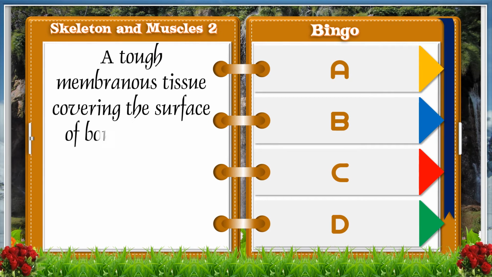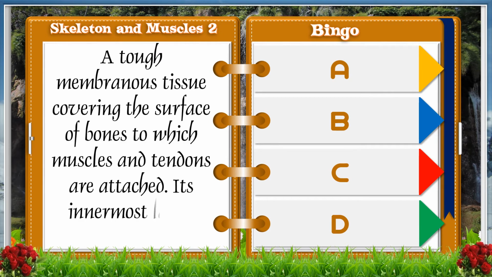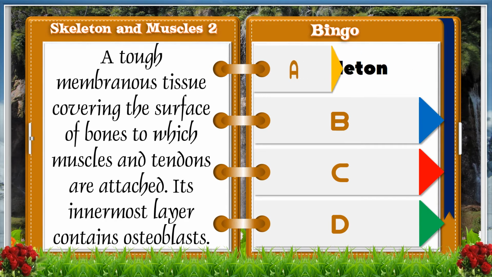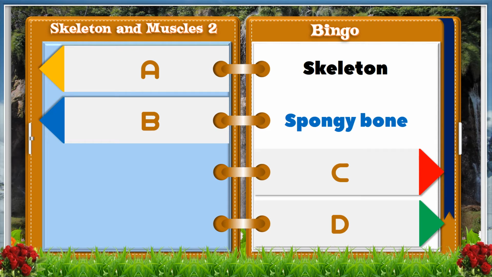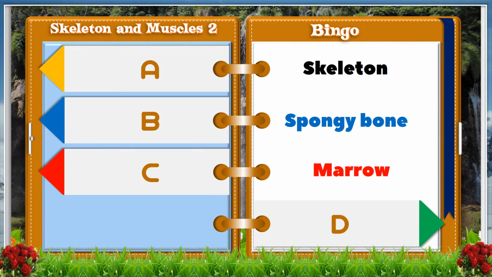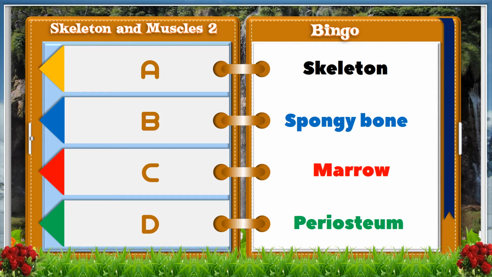A tough membranous tissue covering the surface of bones to which muscles and tendons are attached. Its innermost layer contains osteoblasts. A. Skeleton. B. Spongy bone. C. Marrow. D. Periosteum. And the answer is D. Periosteum.